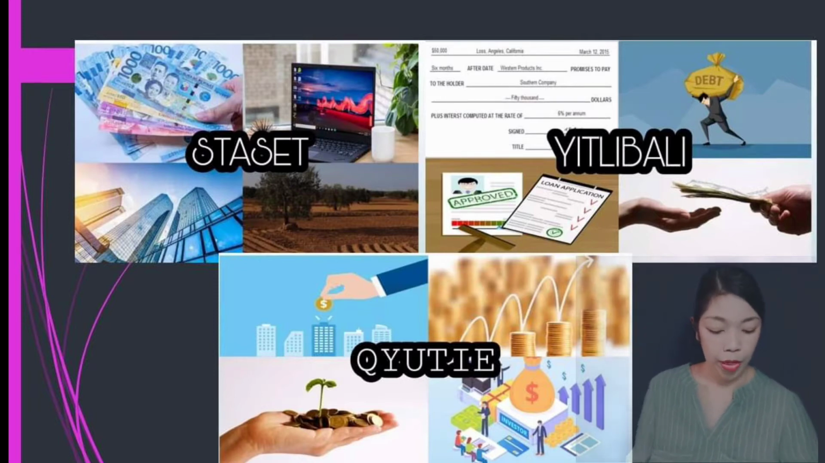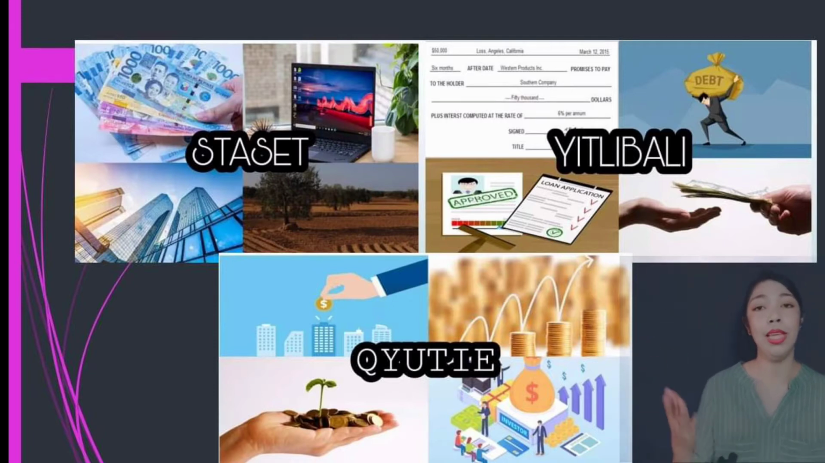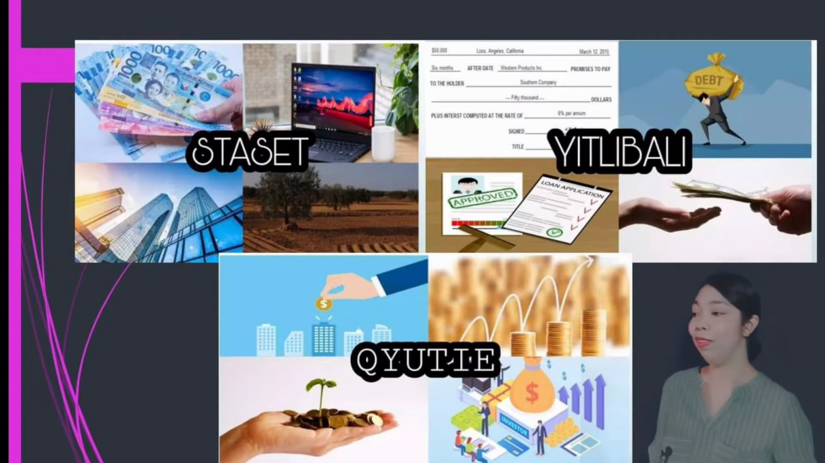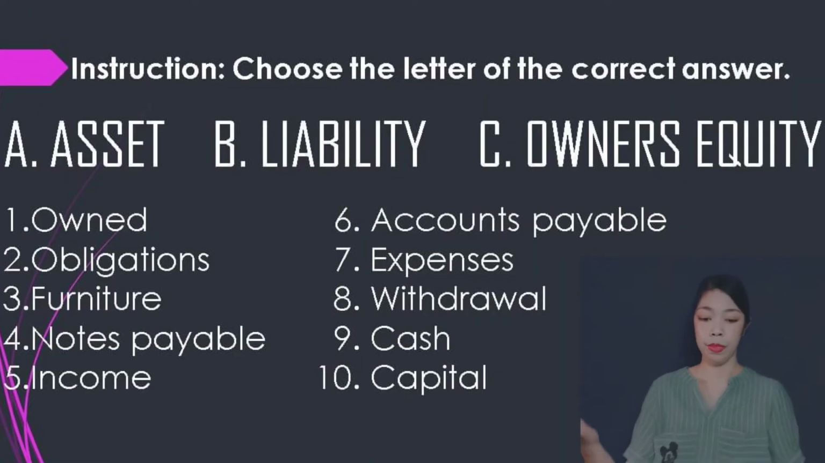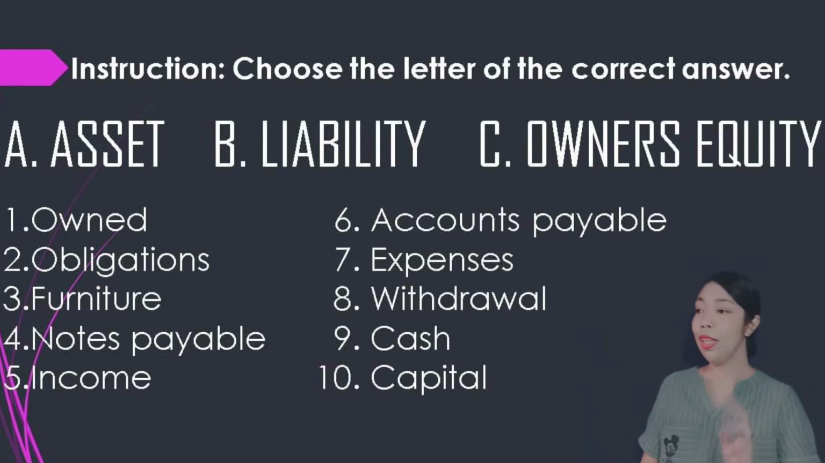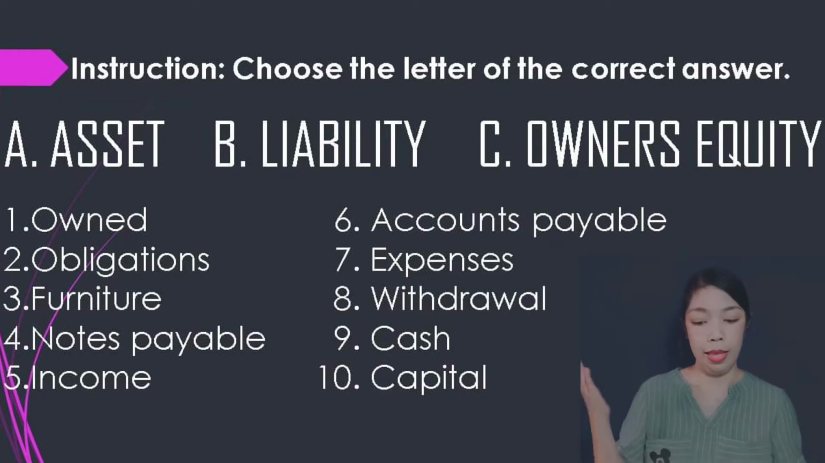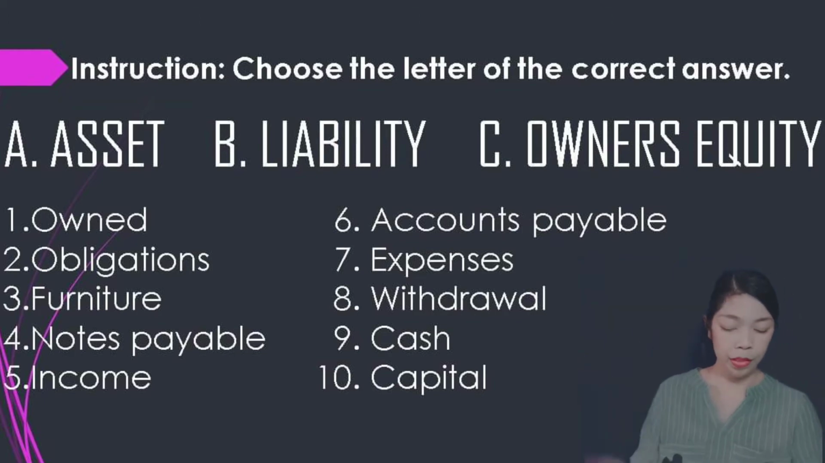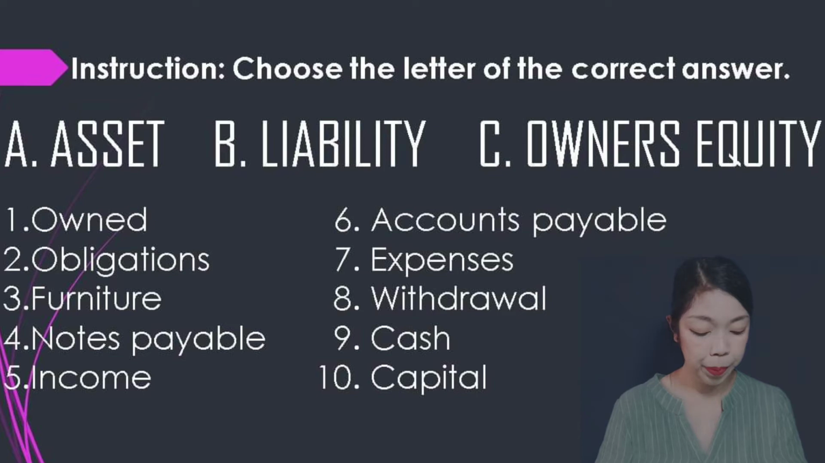Now that you have a background idea about asset, liabilities, and owner's equity, we will be able to define them one by one by using an activity. Please read the instruction, Alex. Okay, very good. Choose the letter of the correct answer. So here are your choices: the asset, liability, and owner's equity. I will be calling you one by one. You just have to raise your hand if you want to answer.